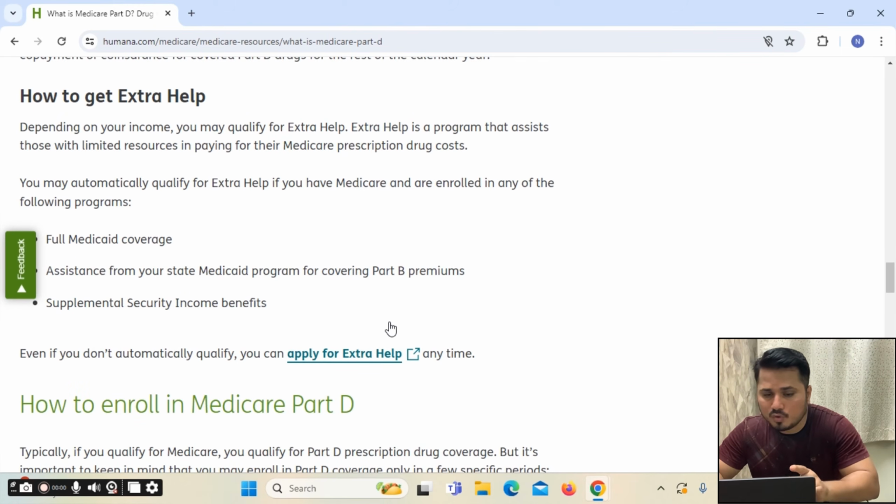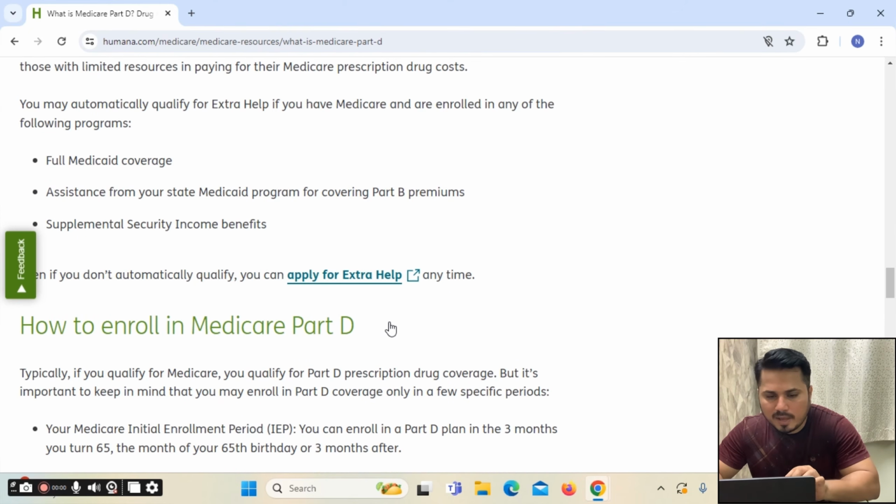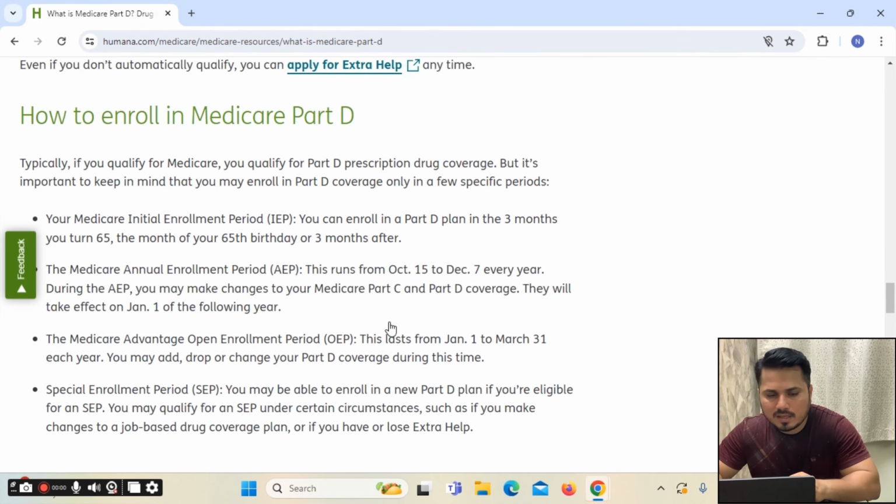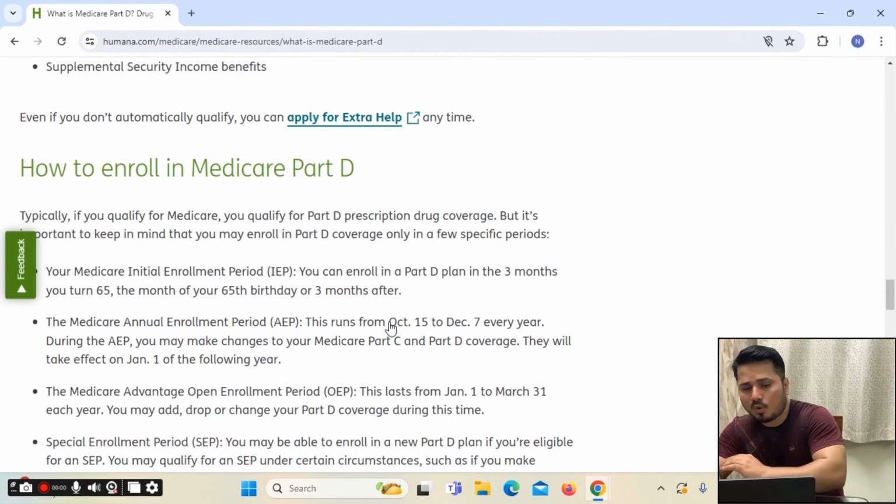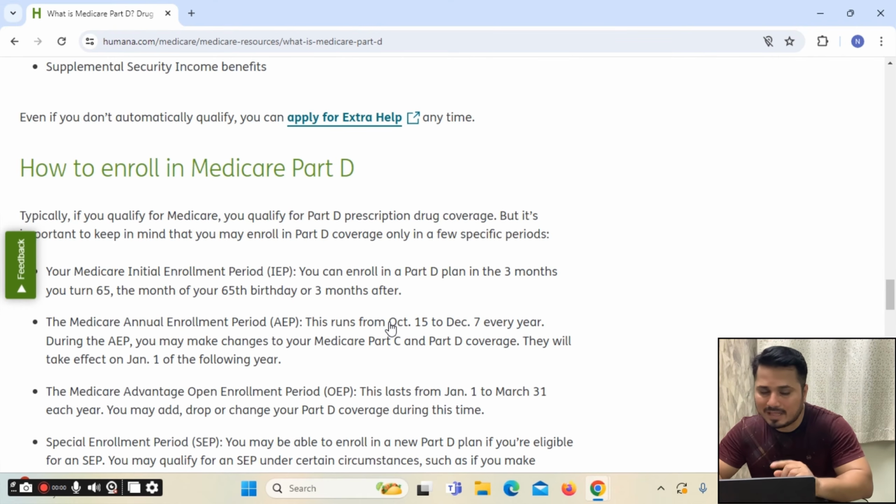How to get extra help? Depending on your income, you may qualify for extra help, guys. Extra help is a program that assists those with limited resources in paying for their Medicare prescription drug costs. Now, you may automatically qualify for extra help if you have Medicare and are enrolled in any of the following programs: full Medicaid coverage, assistance from your state Medicaid program for covering Part B premiums, or Supplemental Security Income benefits. Even if you don't automatically qualify, you can apply for extra help anytime.